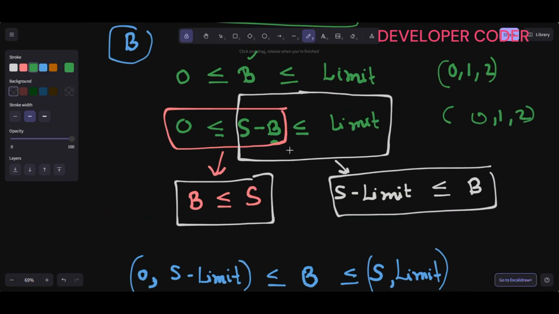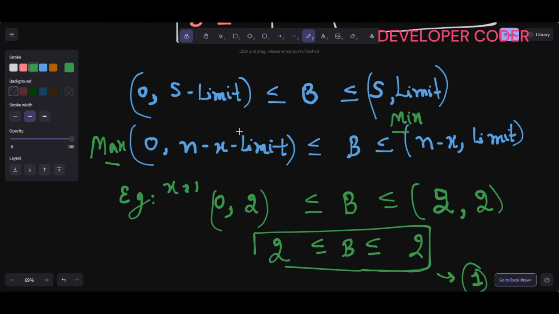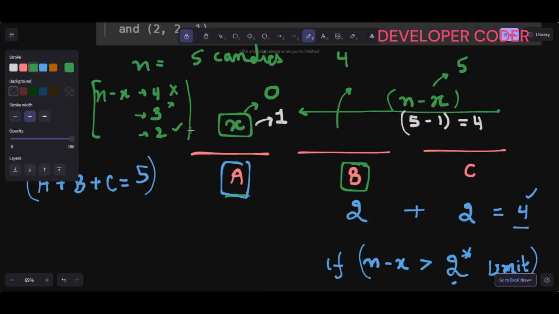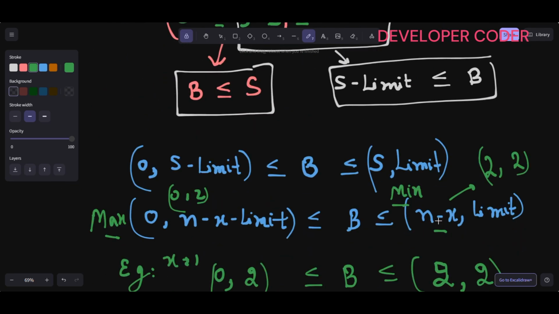Check for this b. Here I'm talking about this. On this side, n minus x is nothing but your 2, and here I can say 0 comma 2. If I see these values 4, 3 and 2, I have these many options. Out of these I am just selecting the minimum one, right? N minus x, to limit. Whatever the minimum one, I am deciding that. Min value in this range.